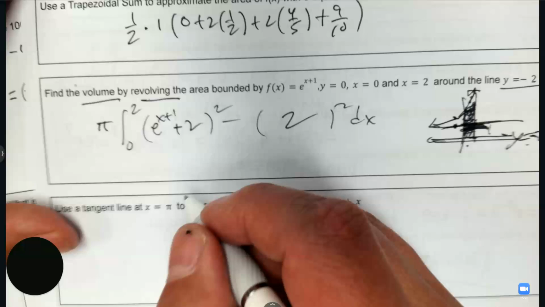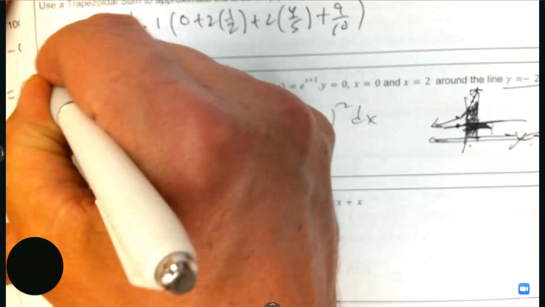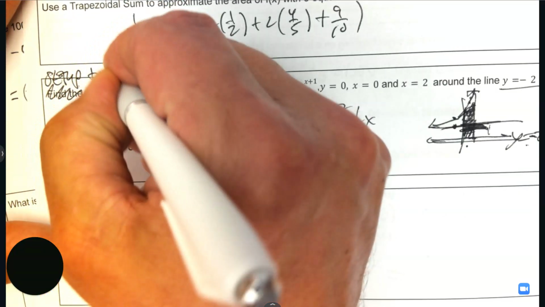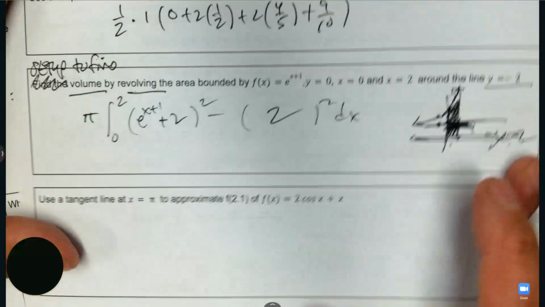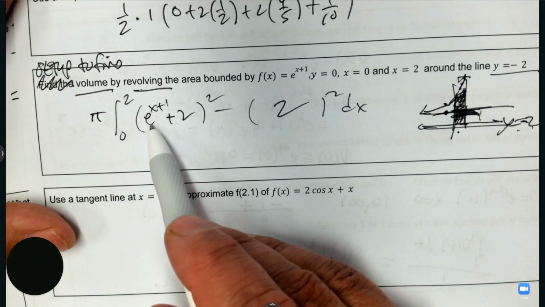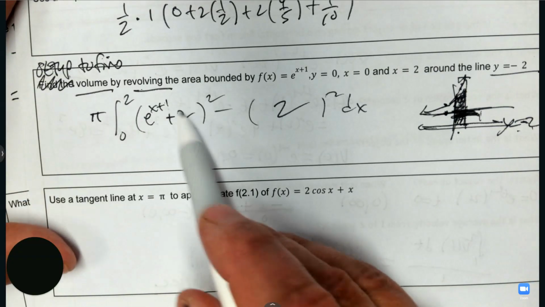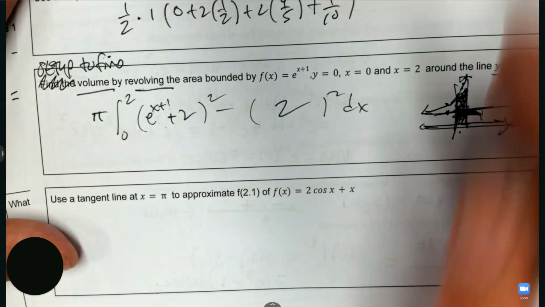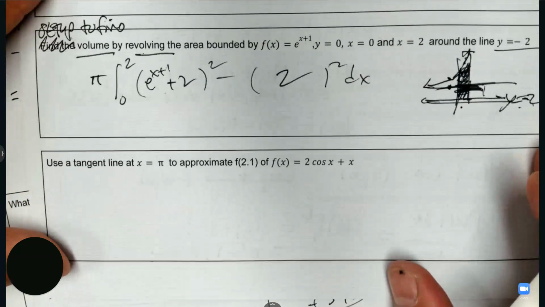And then we could multiply that out and do it. I'm going to say that we just have to set up to find the volume. You would have to FOIL this and then kind of go from there, and you could do it, but I'm not going to make you do it. So just the setup is good right there.